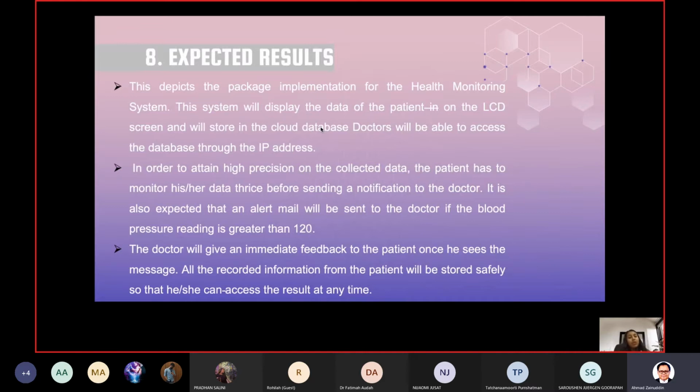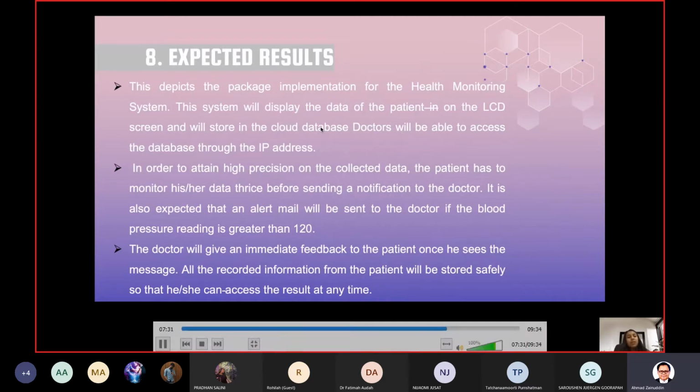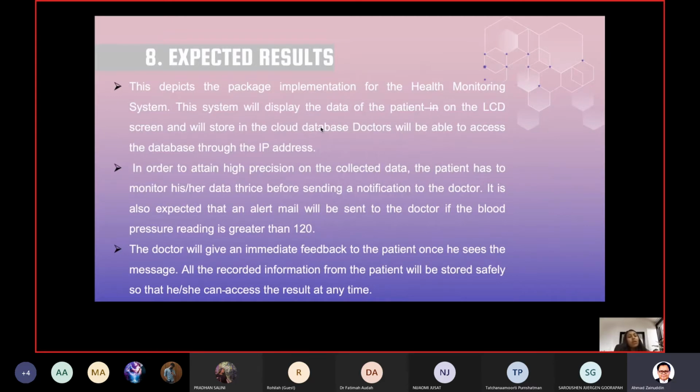In order to attain high precision on the collected data, the patient has to monitor his or her data thrice before sending a notification to the doctor. It is also expected that an alert email will be sent to the doctor if the blood pressure reading is greater than 120. The doctor will give immediate feedback to the patient once he sees the message. All the recorded information from the patient will be stored safely in a database so that he or she can access the result at any time.